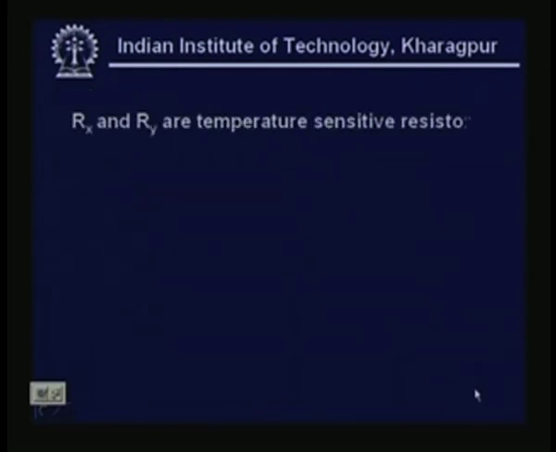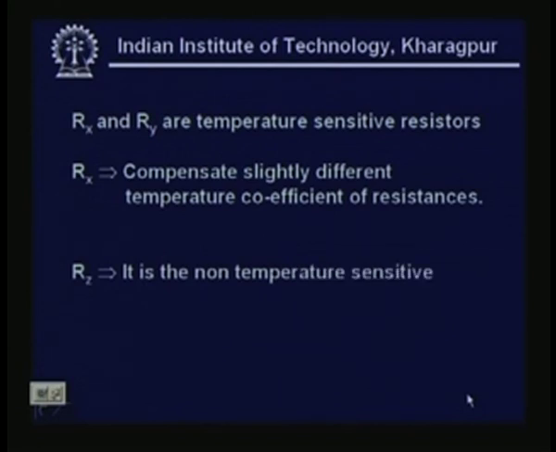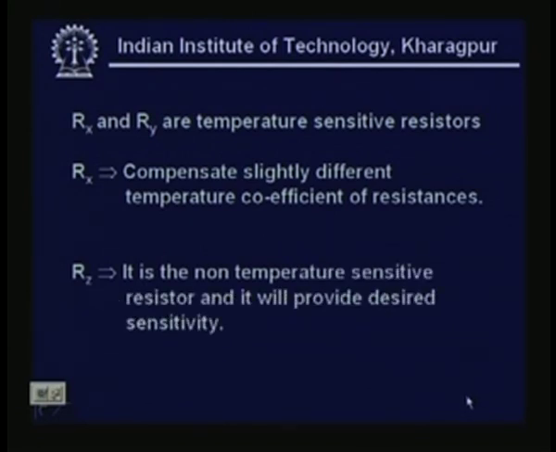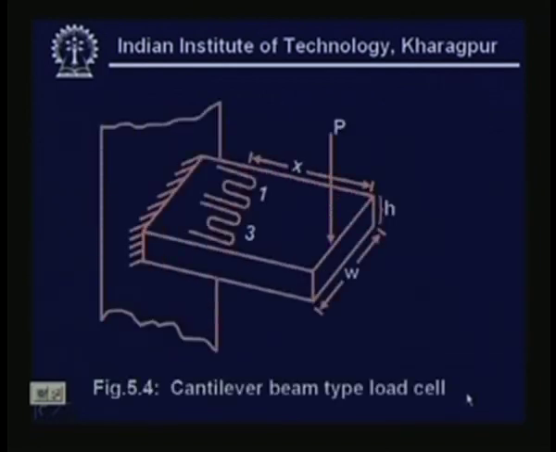R x and R y are the temperature sensitive resistors, and R x compensates for the slightly different temperature coefficient of resistances. R y is a non-temperature sensitive resistor, and it will provide the desired sensitivity. I can control the sensitivity by that, and this is our cantilever beam type load cell.